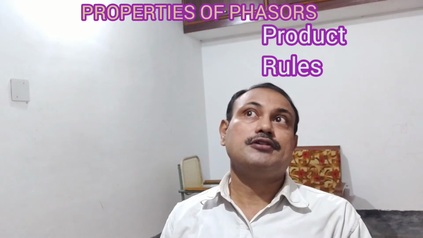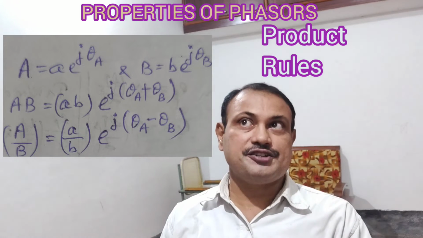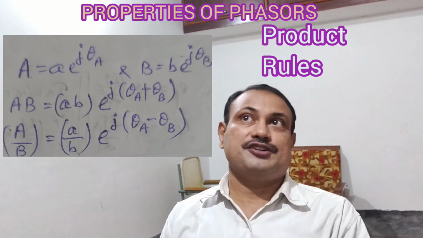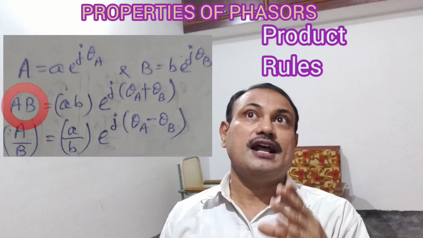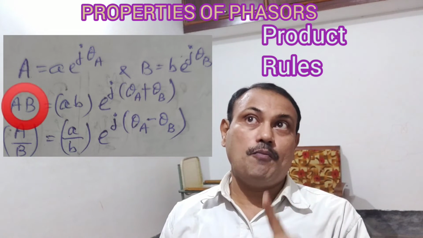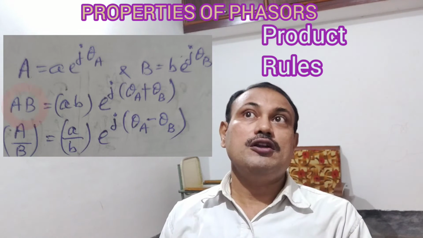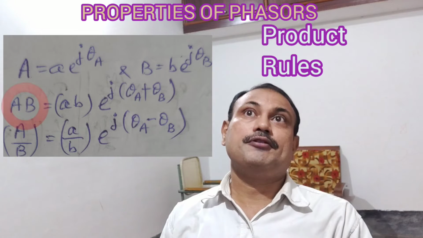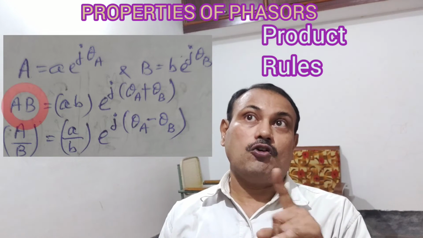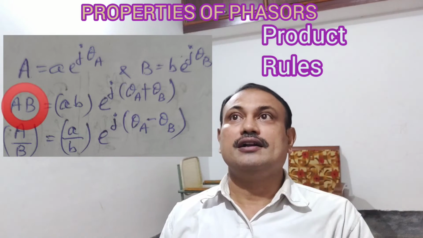Now for the product of phasors, unlike the dot and cross products that we have used for vectors, in the product of phasors the resultant is a phasor having magnitude equal to the product of the magnitudes of the component phasors, and the resultant phasor angle is equal to the algebraic sum of the phasor angles of the component phasors with respect to the same reference axis we have started with.